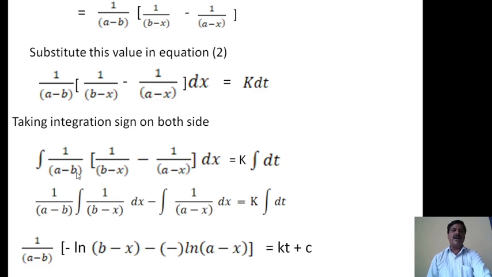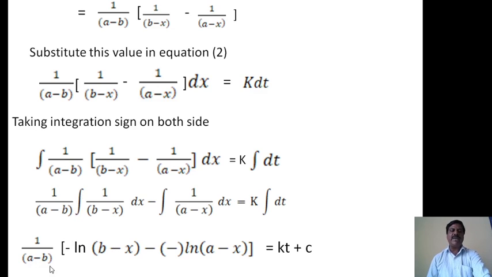Here, that is outside the integration constant. Therefore, 1 divided by (a minus b) into the integration of this. Actually, here one big bracket will be there: integration of 1 divided by (b minus x) dx, minus integration of 1 divided by (a minus x) dx, is equal to k, a constant. k comes outside, k into integration of dt.